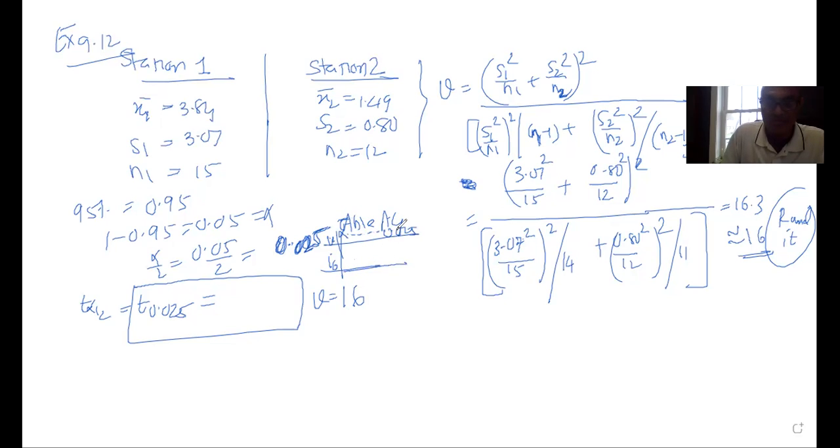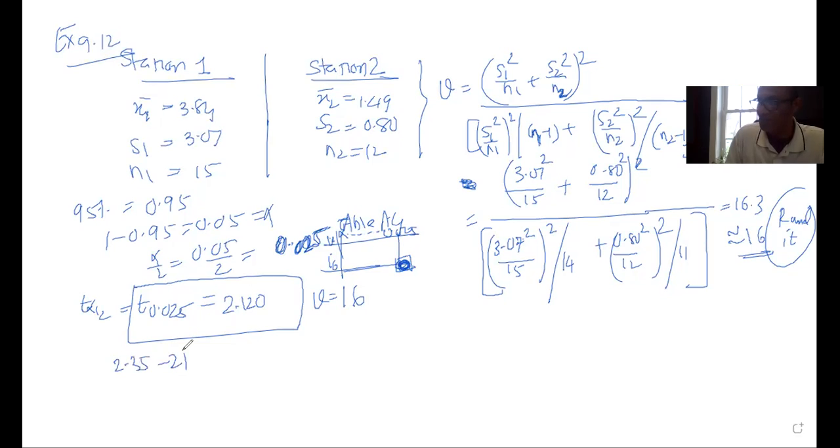So v equal to 1 and 0.025, whatever the number you are going to get, that is nothing but your probability in your table, and that probability I have found over here, that is nothing but 2.120. So t alpha by 2 is 2.120. Once you have this, plug all these values in my formula.